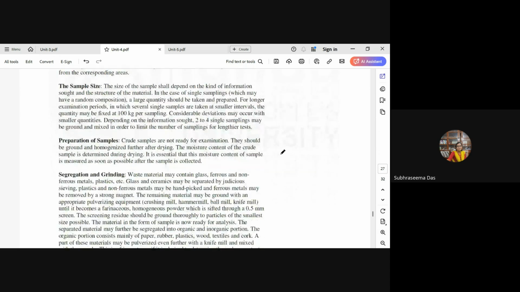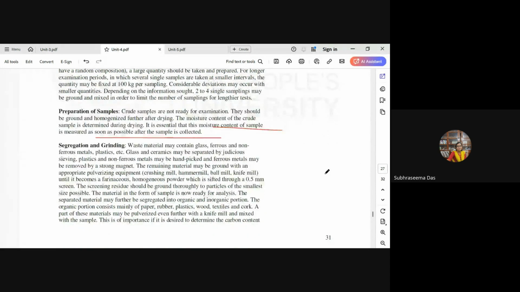For the preparation of the sample, once we get the crude sample, it needs to be ground and homogenized after drying. The moisture content of the crude sample is determined. It is essential that the moisture content of the sample is measured as soon as it is collected. So the crude sample is first dried, its weight is obtained, and the moisture content is obtained.